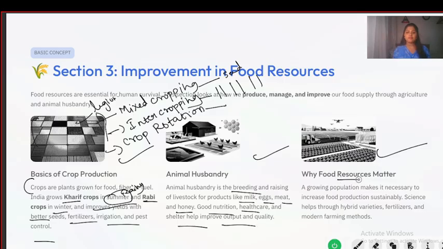Then, why is it important for food resources? A growing population makes it necessary to increase food production sustainably. Science helps through hybrid varieties, fertilizers and modern farming methods to increase it. Because there is growth of population, the demand for crops has also increased. So in a lesser amount of time, how can you get a higher yield of crops? Or even in animal husbandry, how can we maintain it properly? How can we get good yield? That is what we learnt in this particular chapter.